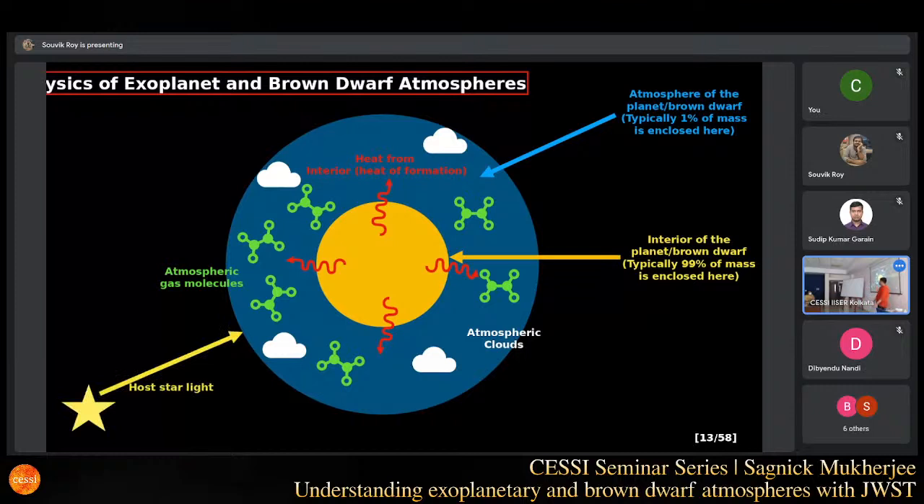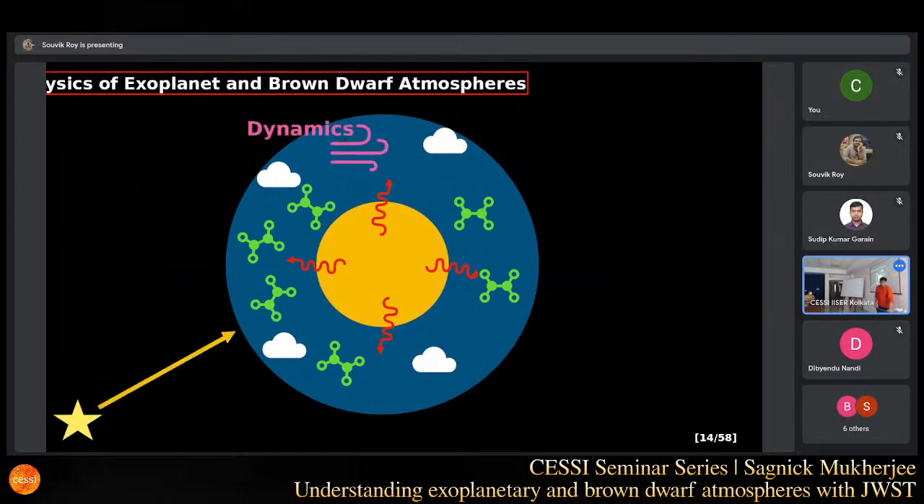So added to that, you have your host star trying to inject energy in an atmosphere with its radiation. So you can already see that the picture is getting complicated. There are so many different things which are very distinctly different from each other, coexisting in the same atmosphere. Now, added to that, you have dynamics. You have storms, you have cyclones, you have all these weather events, which makes it even more complicated. So your atmosphere, the schematic itself, is getting complicated.